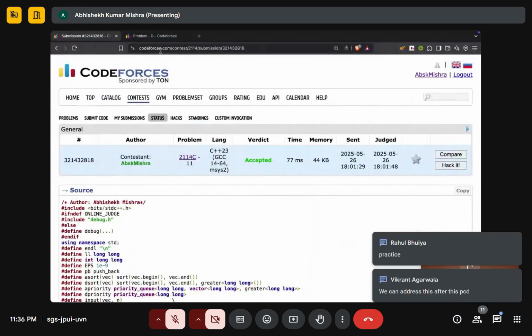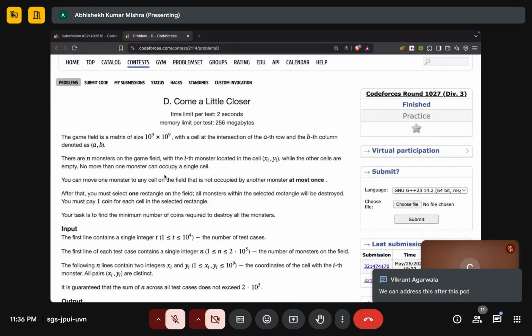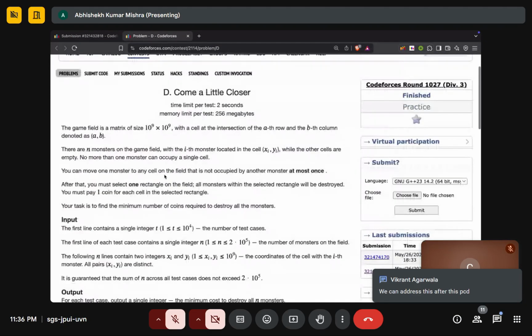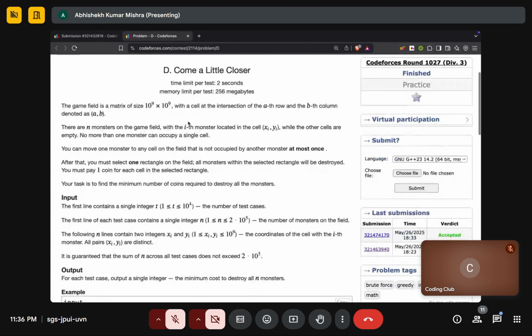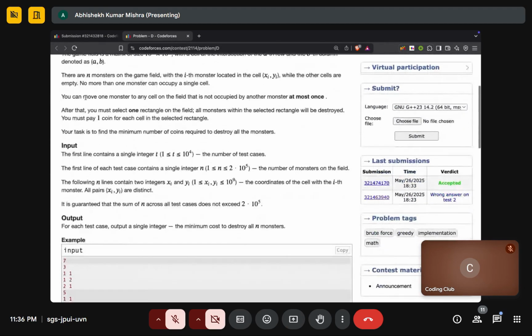So moving on to the next question, question number D. What the question says is that there is a 10 to the power 9 cross 10 to the power 9 matrix, with the cell at the intersection of the ith row and jth column being (i, j). There are n monsters on the game field, with the ith monster located in the cell (xi, yi). The other cells are empty, and no more than one monster can occupy a single cell.